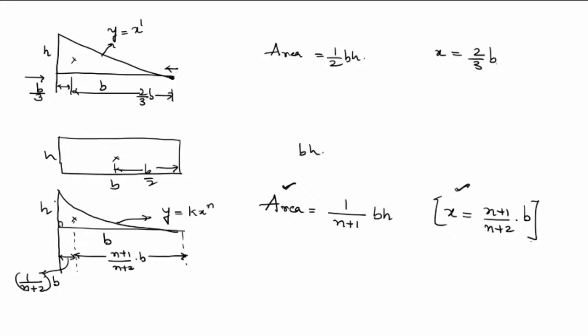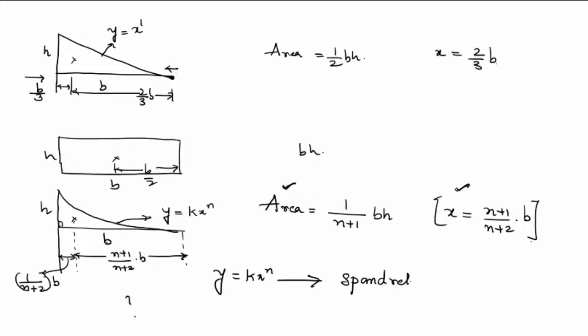So this is spandrel. If the equation of the curve is y is equal to kx power n, this is called a spandrel. You may have a parabolic spandrel or cubic parabolic spandrel, whatever it is. I am taking n as a general condition.